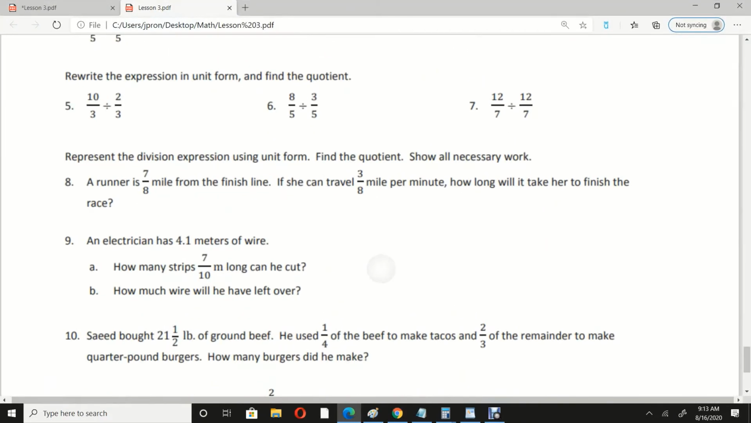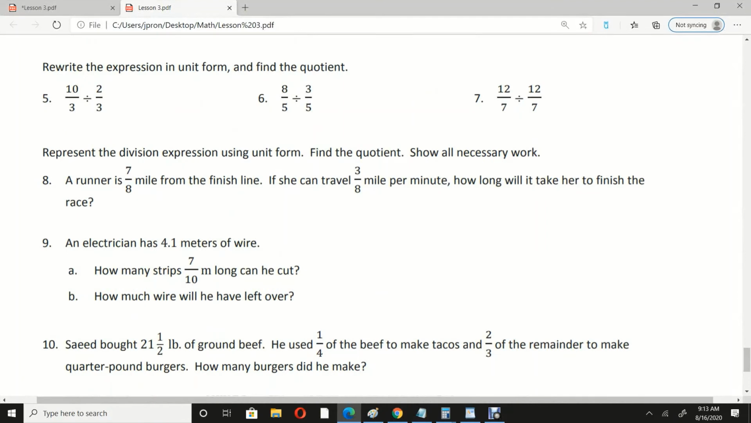So an electrician has 4.1 meters of wire. Again, please, regardless of whether or not you're going to check your answer on this, is fine. So take some time before you just get the answer for this one, and try to see if you can come up with the right answer. Okay? So see what you got. Pause the video if you would like. I'm going to go ahead and talk about it though.